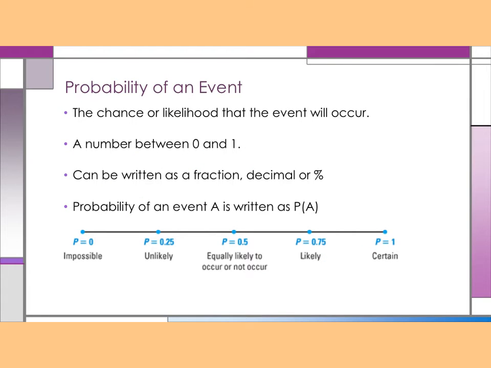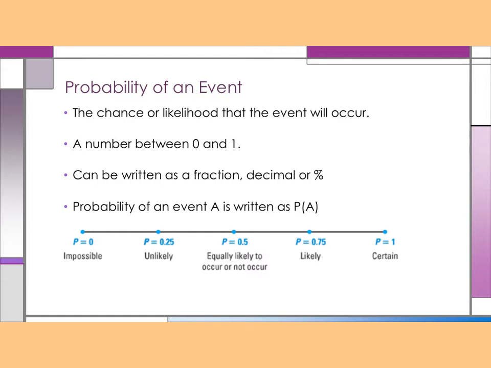Okay, probability of an event. So probability and odds are 2 different things. Probability is the likelihood or chance that an event is going to occur. Probability is a number between 0 and 1. So it's a decimal, or it can be written as a percent or a fraction. Those are the 3 ways that you can write probability.